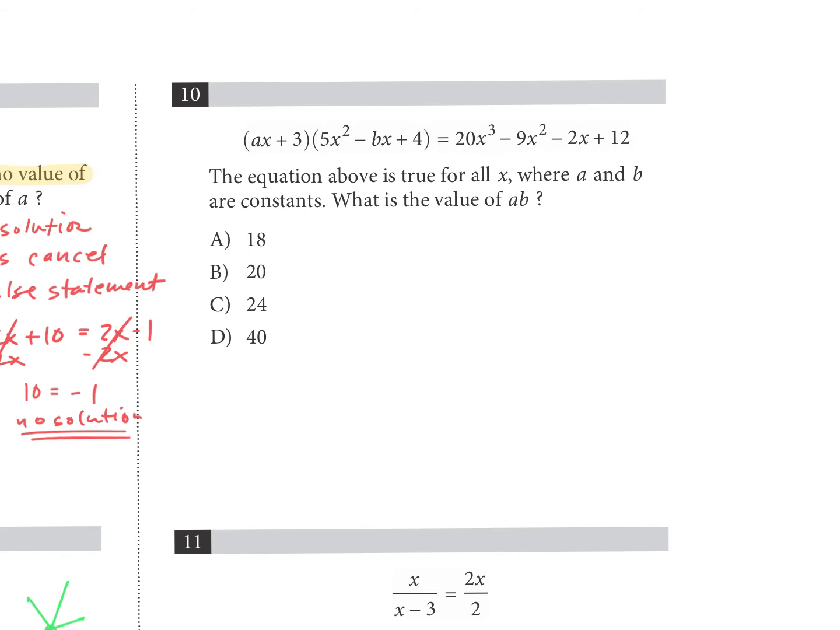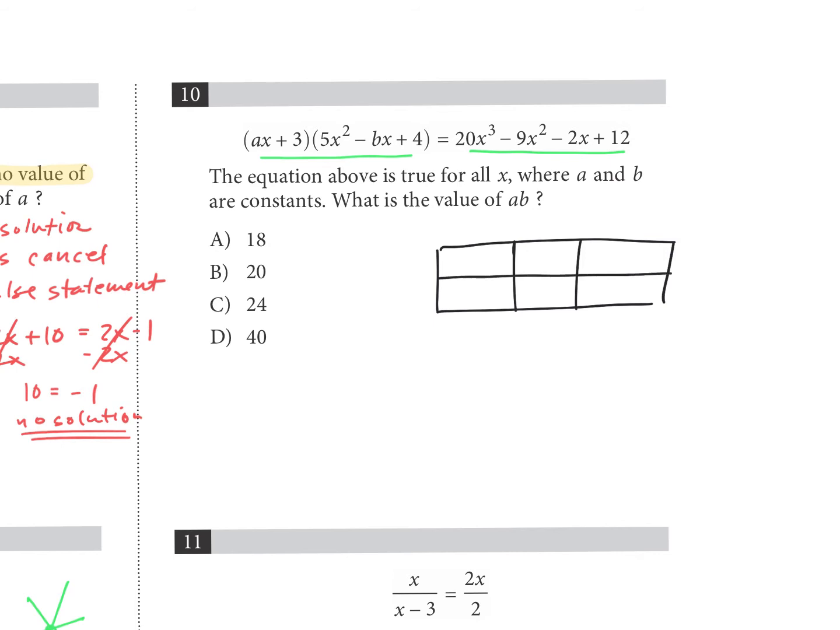Number 10, the equation above is true for all x where a and b are constants. What's the value of a times b? So this is a question where I've got to multiply these out and compare it to the other side to find a and b. So let's do it. The easiest way to multiply a binomial times a trinomial, taking you back to algebra 1, maybe a little bit of algebra 2, is the area model, or the box method, or Punnett squares, or whatever your teacher tells you.